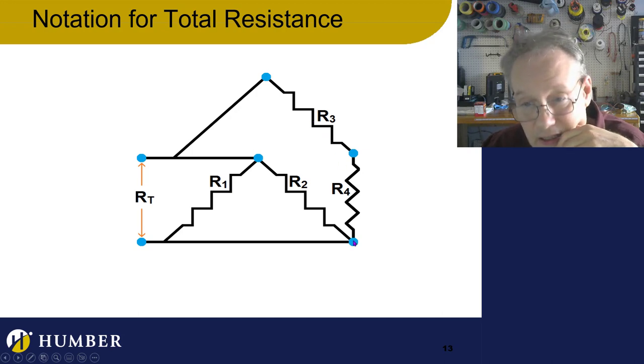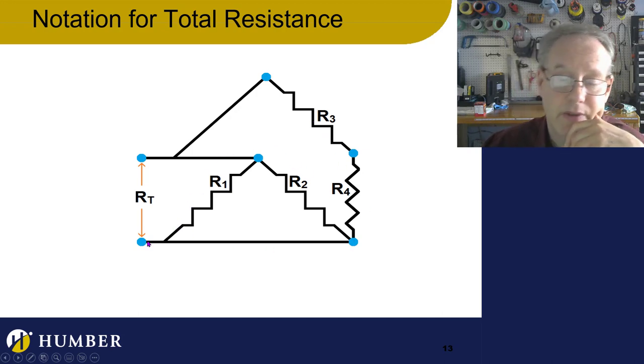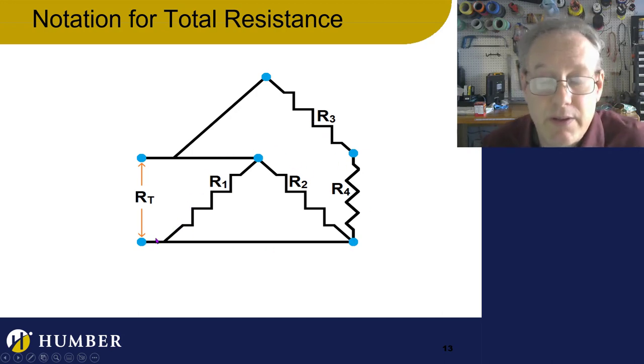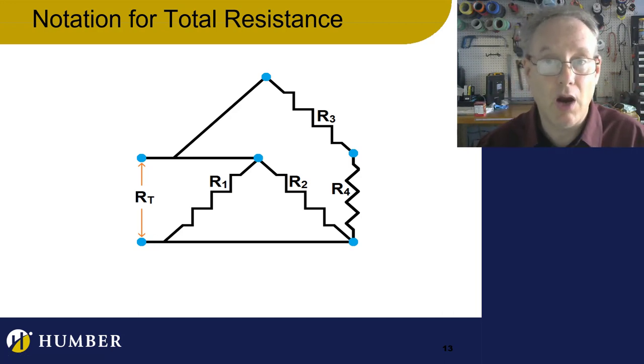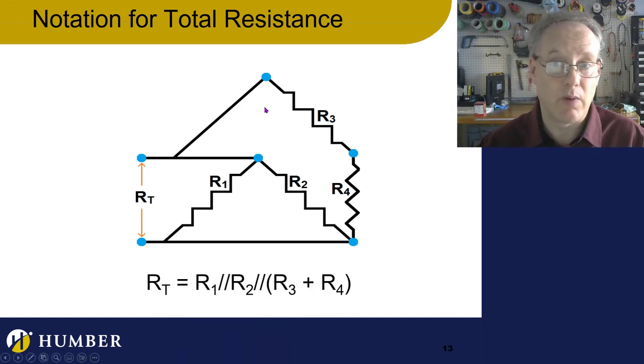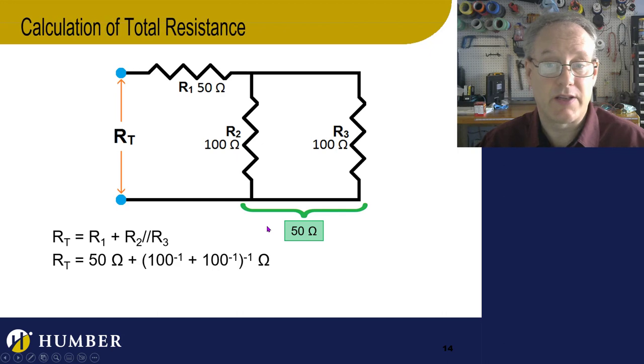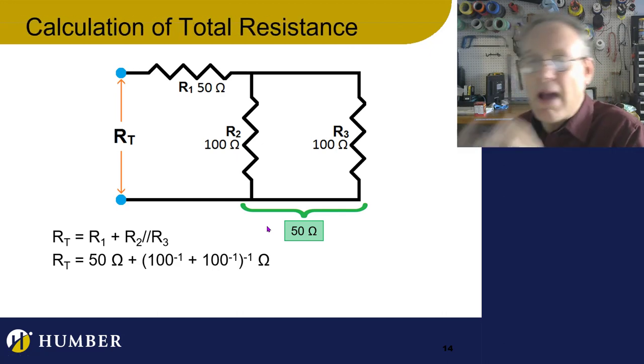So this is in parallel with this, is in parallel with this. So how I put the total resistor notation is R1 in parallel with R2 in parallel with these guys added up together, R3 plus R4 in a bracket. There you go. So again, this is just practice. You can go back over those again.